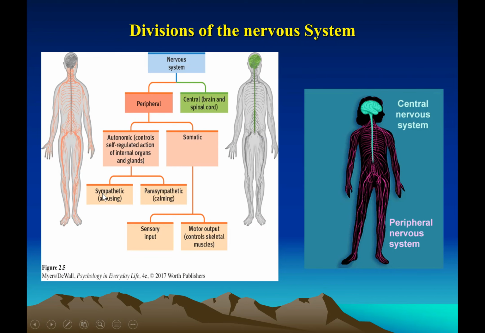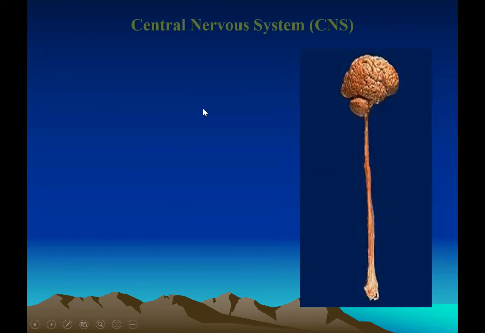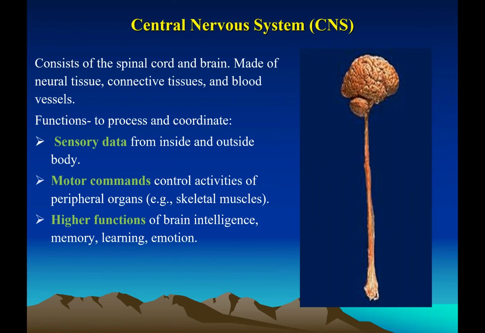So sympathetic is your fight or flight response. When everything speeds up, your heart starts to race, you start to sweat. Whereas the parasympathetic is the rest and digest phase. So these are the main divisions of the nervous system. So we'll look at it a little more closely.